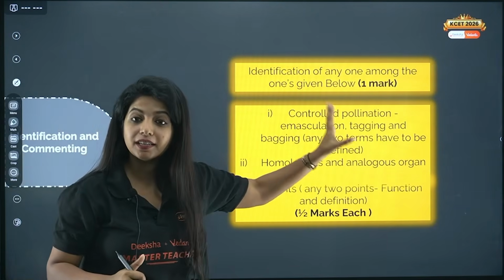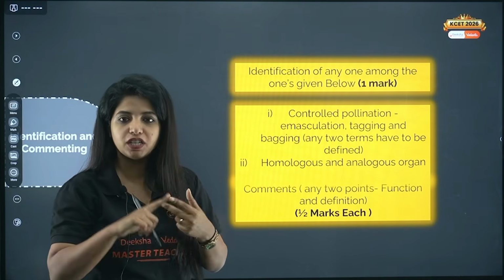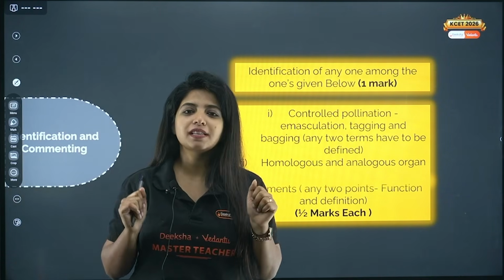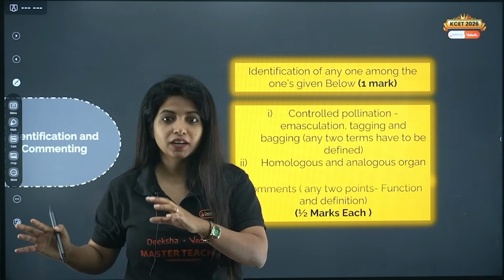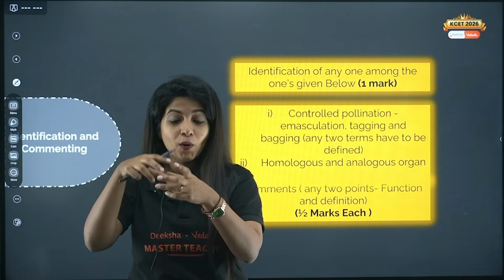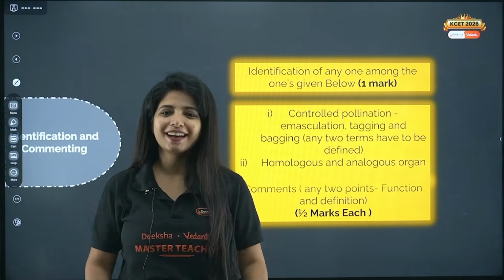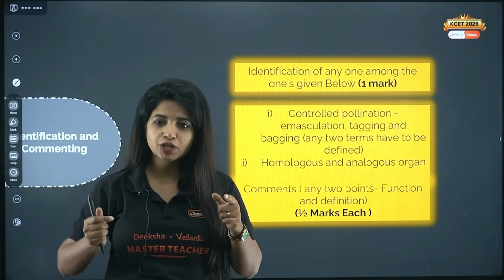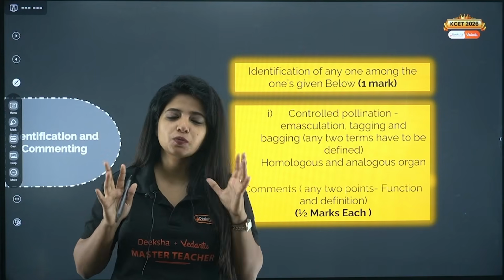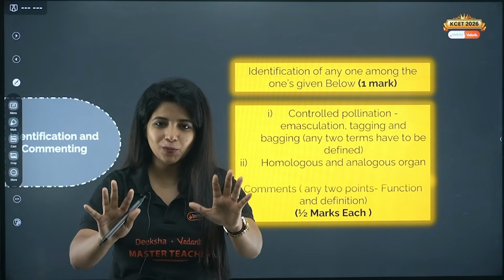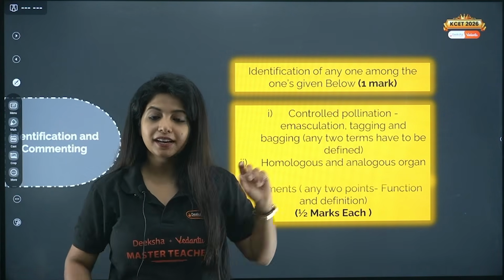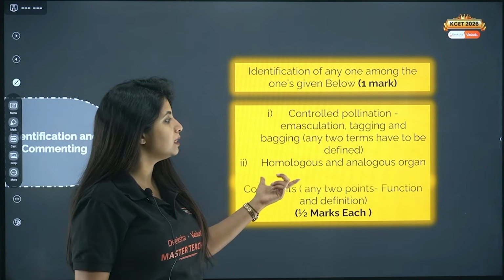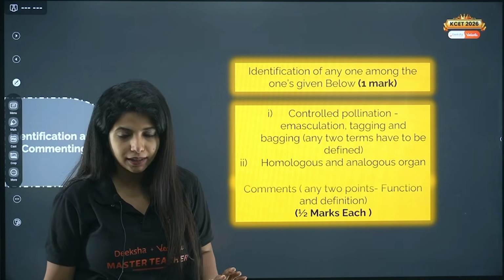It could be either controlled pollination, that is emasculation, tagging, bagging. First of all, what is controlled pollination? It means artificial hybridization. Artificially people put pollen grains on the flower and then a new plant comes up. That is artificial hybridization. Under that you have certain processes: emasculation, tagging and bagging. I know you might not be understanding very much, but don't worry, I'll explain it in detail. Or you have to spot homologous and analogous organs.